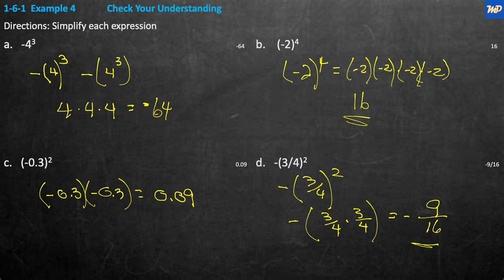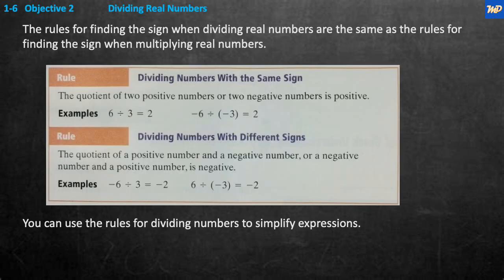Okay, -9/16. Okay, objective 2, dividing real numbers. So previously we've been talking about multiplying. So now let's divide. The rules for finding the sign when dividing real numbers are the same as the rules for finding the sign when multiplying real numbers. So here's the rule. Dividing numbers with the same sign. You can imagine what it's going to be, right? The quotient of two positive numbers or two negative numbers is positive.